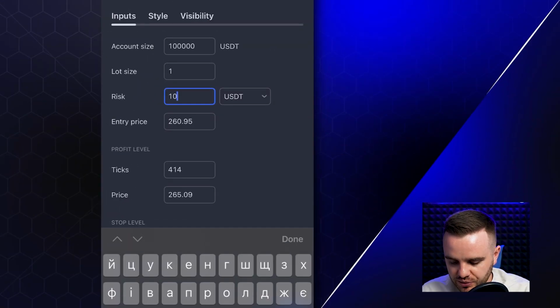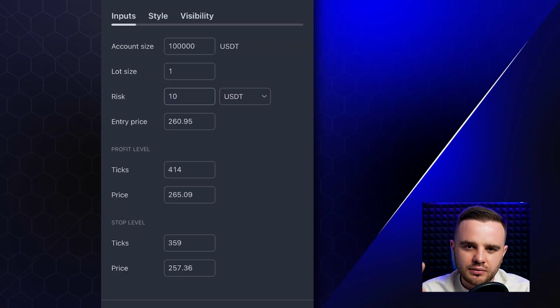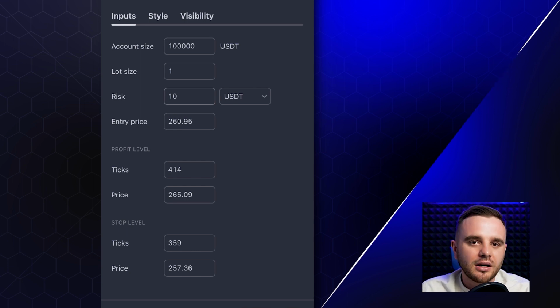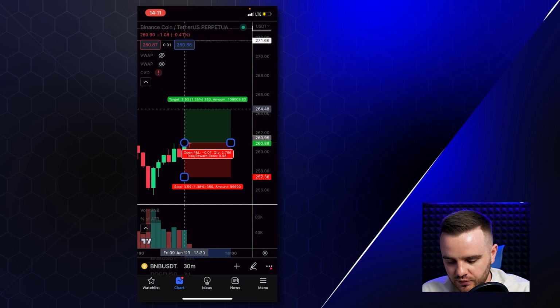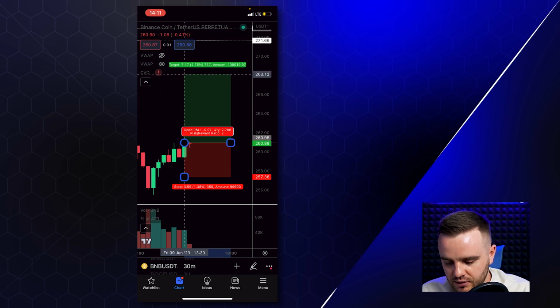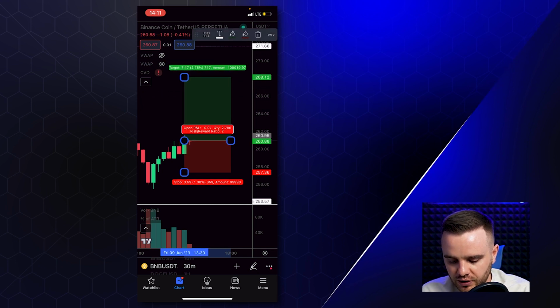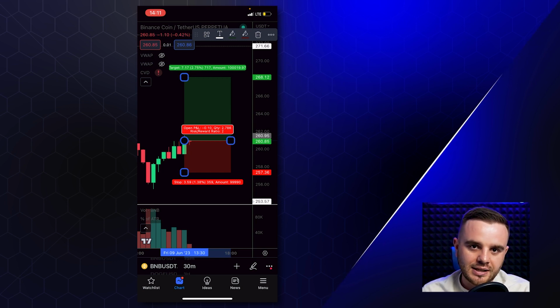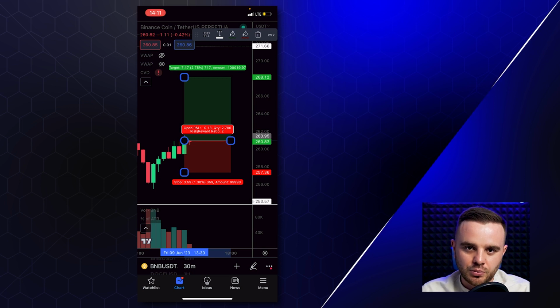Let's say your risk in position is 10 USD. That could be 100, 1000. If you need help, you can write in the comments, I will personally reply. After that, you decide where you would like to set your take profit. Let's assume you would like to have a risk reward ratio of 1 to 2. It means you lose 10, and if the price goes in your favor, you make 20.